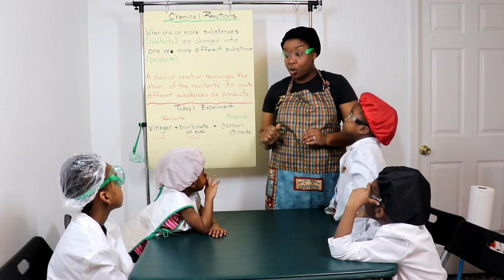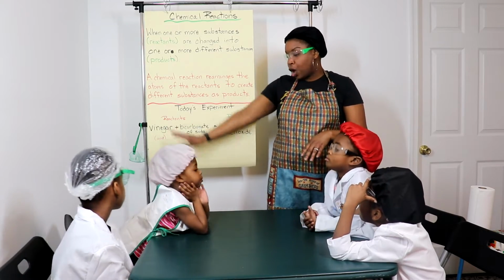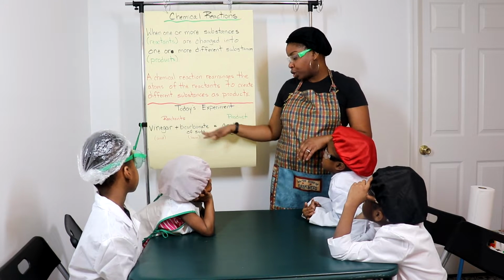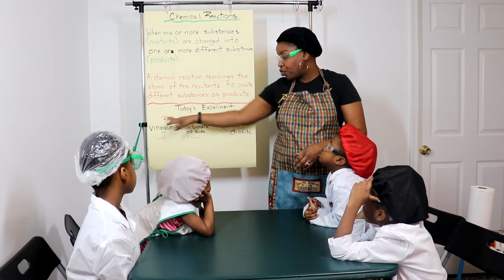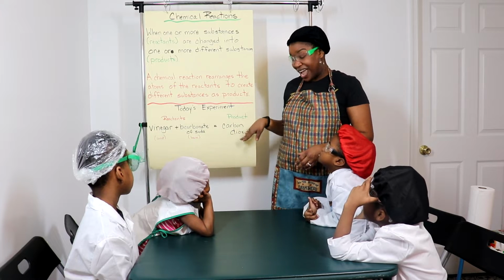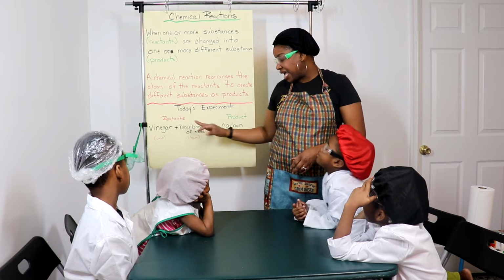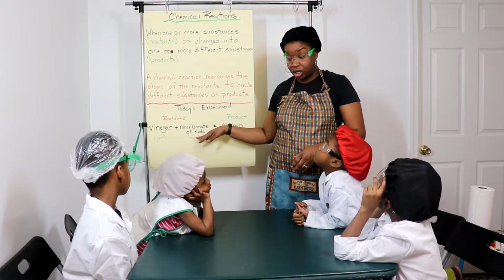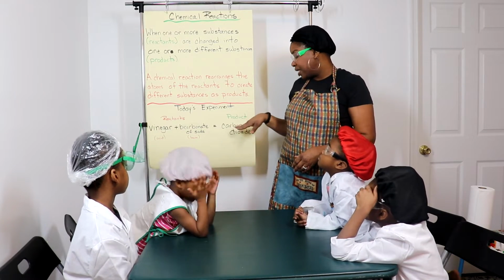Now today we're going to be working with two reactants. We're going to be working with vinegar, and we're going to be working with bicarbonate of soda, which is basically baking soda. And when we mix our two reactants together, it's going to form our product, which is carbon dioxide. Now our vinegar is the acid, and we're going to mix the acid with the base, which is the bicarbonate of soda, or the baking soda. And it's going to create our new product, carbon dioxide.